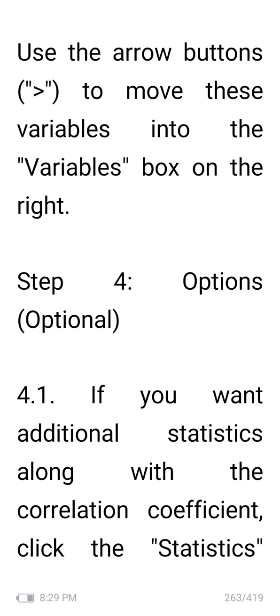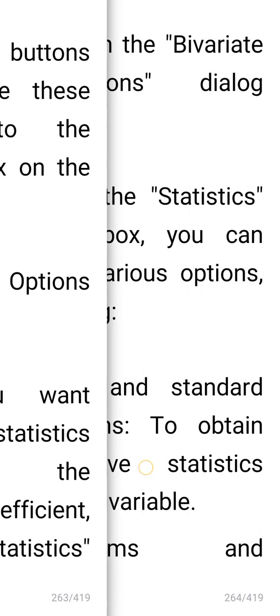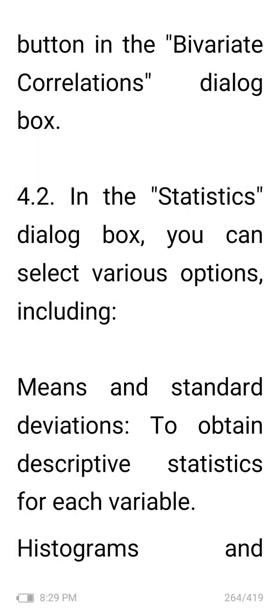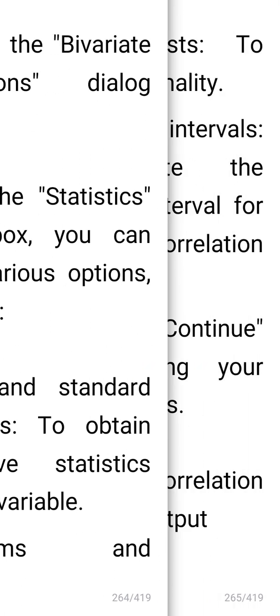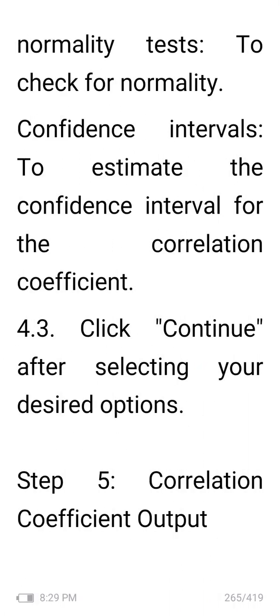Then options, it's optional. If you want additional statistics along with the correlation coefficient, click the statistics button in the bivariate correlations dialog box. In the statistics dialog box, you can select various options including means and standard deviations to obtain descriptive statistics for each variable, histograms and normality tests to check for normality, and confidence intervals to estimate the confidence interval for the correlation coefficient. Click continue after selecting your desired options.